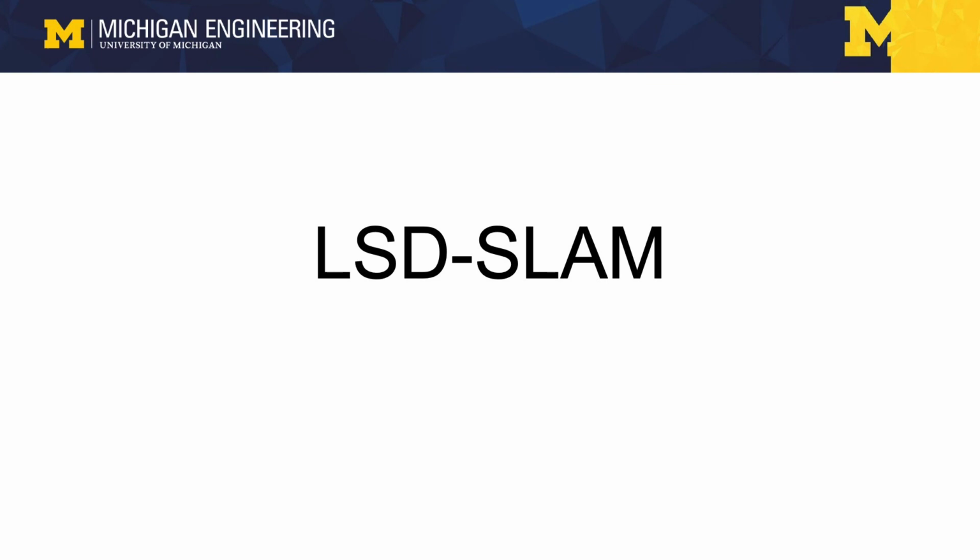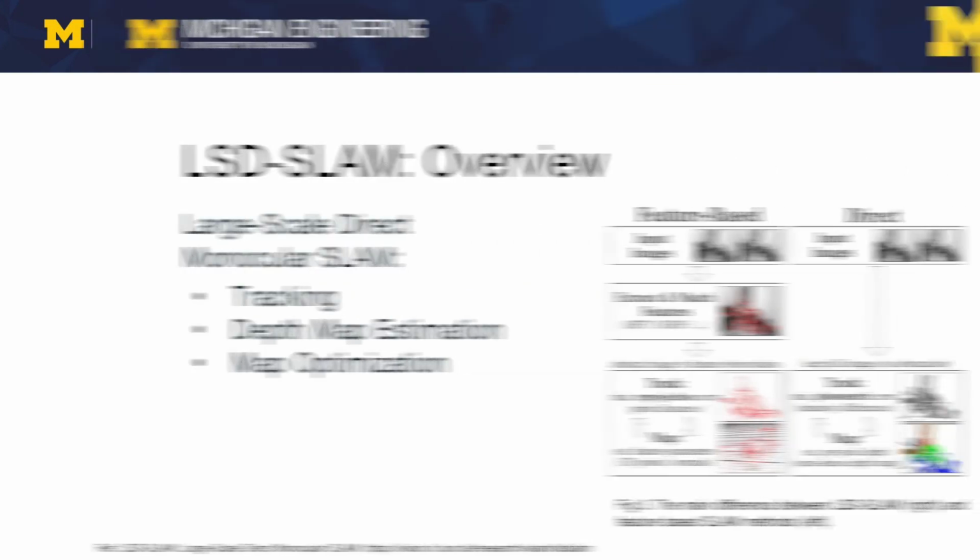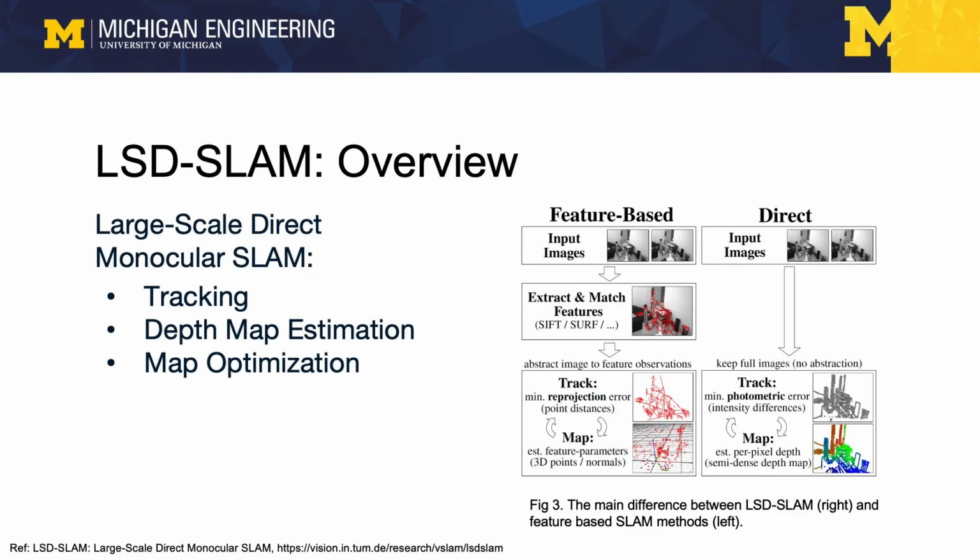Okay, this is our LSD-SLAM. LSD-SLAM is a large-scale direct monocular SLAM. We have three parts here: tracking, depth map estimation, and map optimization. The main difference between LSD-SLAM and feature-based SLAM methods is shown in the picture.